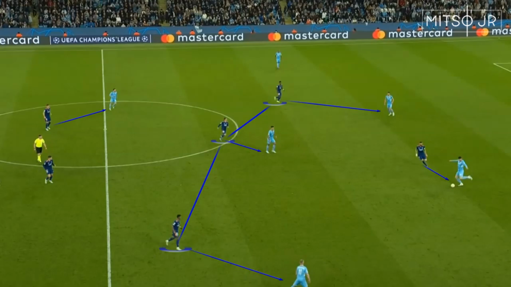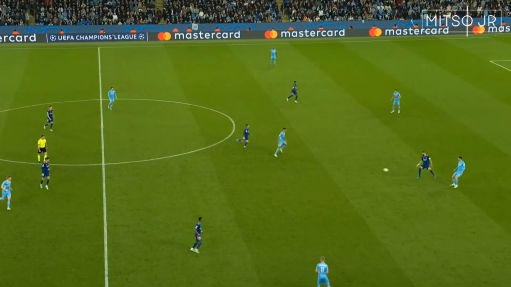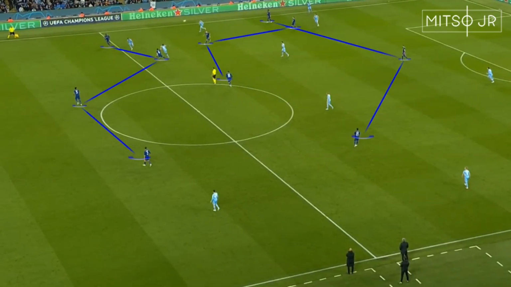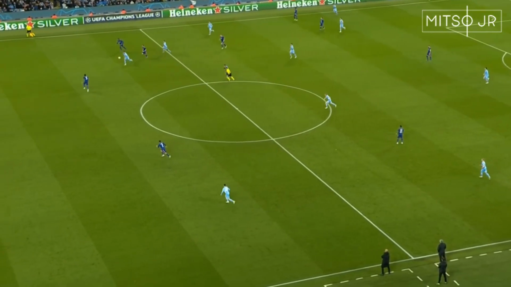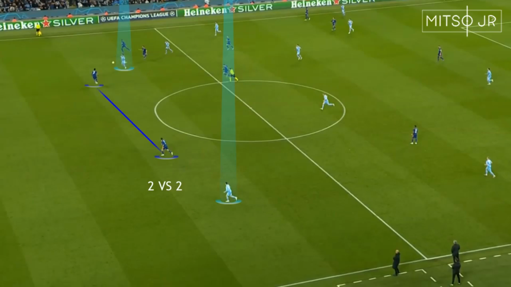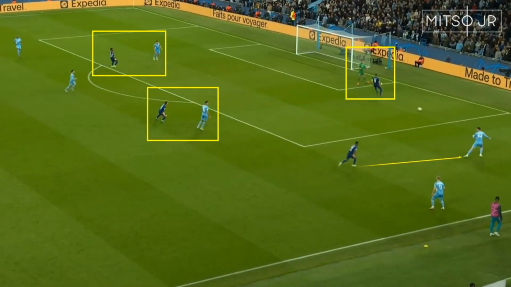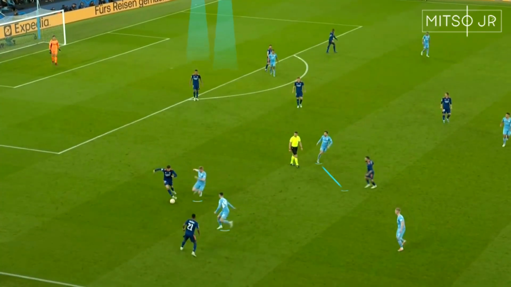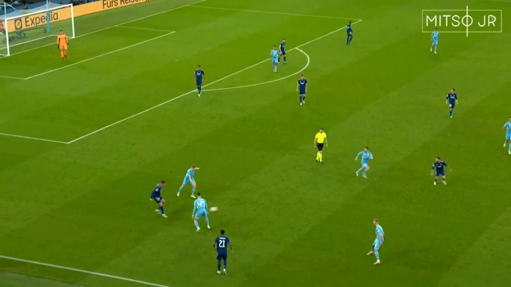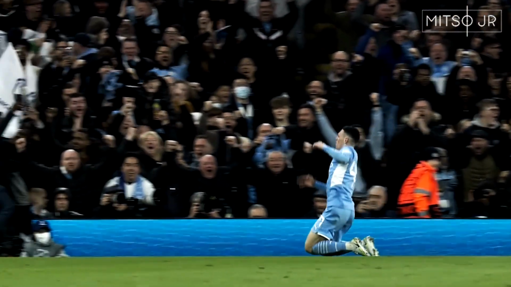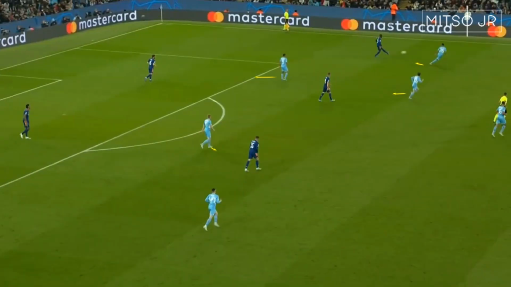Ancelotti started applying high pressure to force mistakes in the build-ups. However, Pep Guardiola's side responded quickly with multiple counterattacks. Madrid were completely out of shape in those scenarios. But Carlo Ancelotti continued applying the high pressure, and the game started leveling up as Pep Guardiola responded with very similar high pressure as well. So one mistake from any side was enough, and that's exactly how Man City scored the third goal.